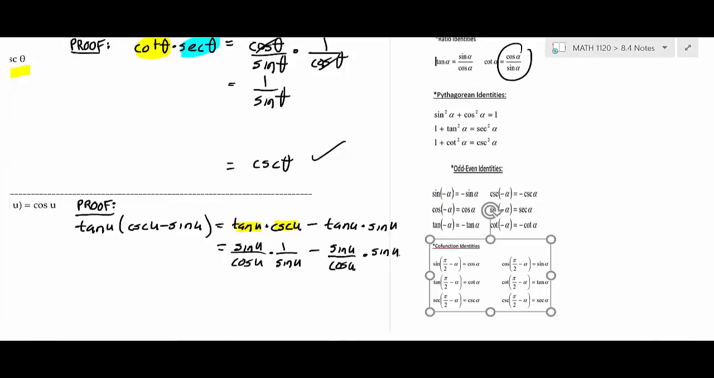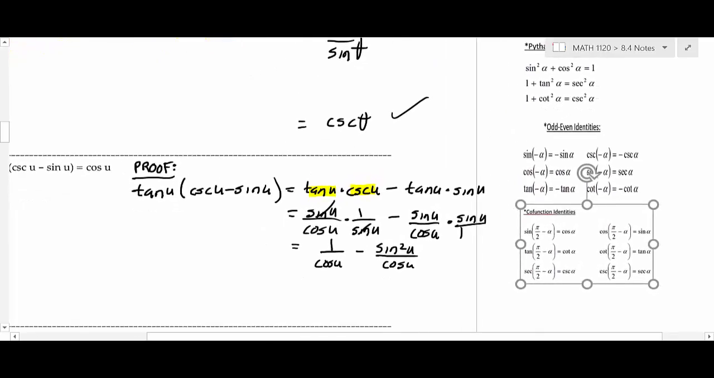So let's see what happens in this step. Well, clearly that cancels out. That leaves us with 1 over cosine u. And then over here you would just multiply straight across, so you would have sine squared u over cosine u like that.